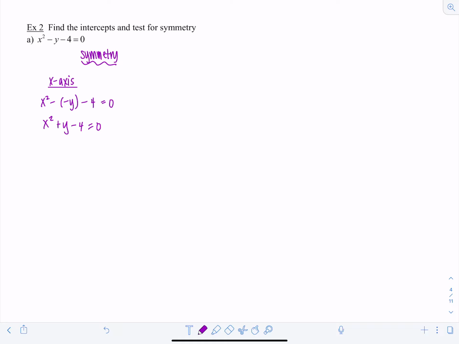So you think to yourself, is this an equivalent equation? Is this the same equation that I started with? Look at it. Do they look the same? No, they certainly do not. So what does that tell you? We do not have x-axis symmetry.